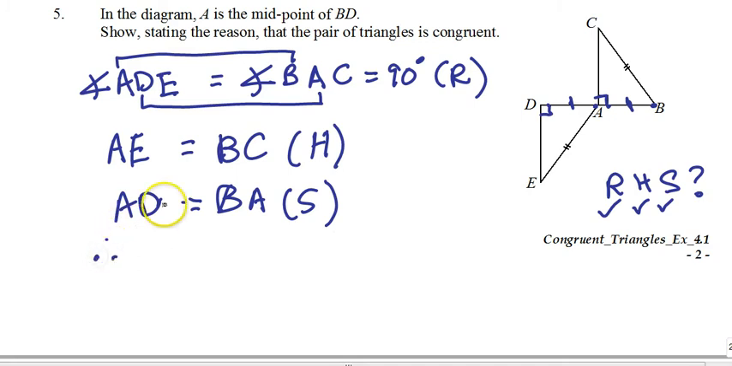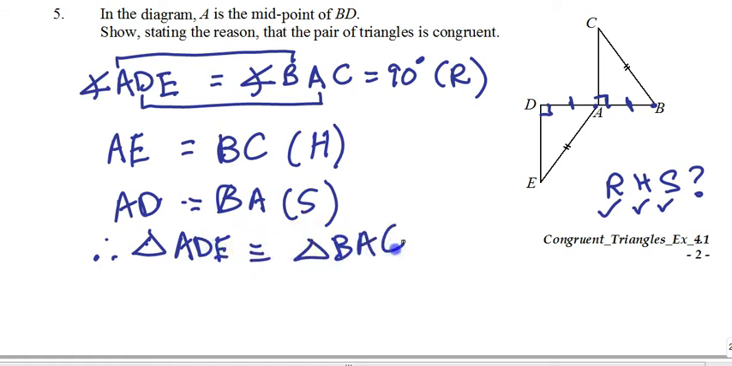Therefore, we can say that triangle ADE is congruent to triangle BAC. You must keep this order. It need not be exactly the same. You can say DEA, but if you say DEA, then on the other side, you must have ACB and so on. Just make sure it's corresponding, and we have to write the reason. This is due to the RHS rule. And then you can say shown. Okay, so this will be question 5. Quite easy, right?